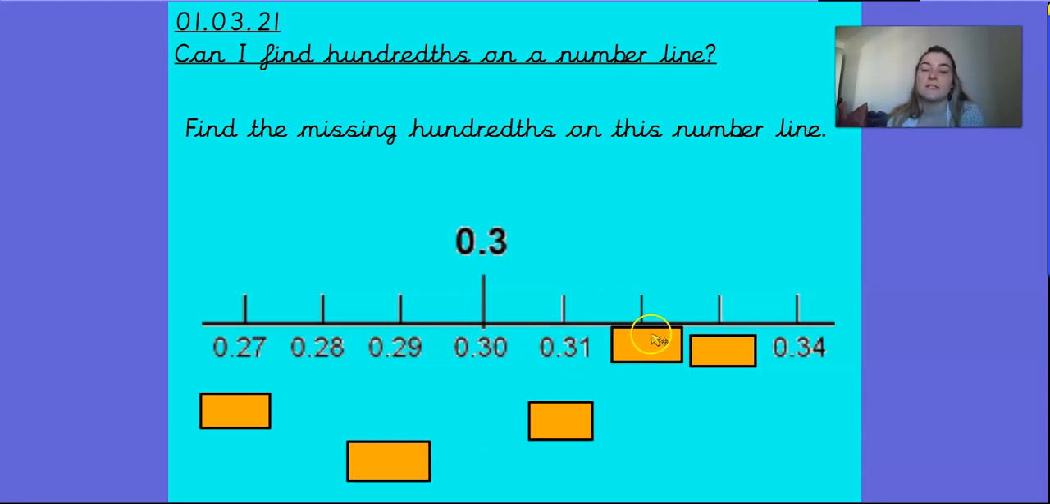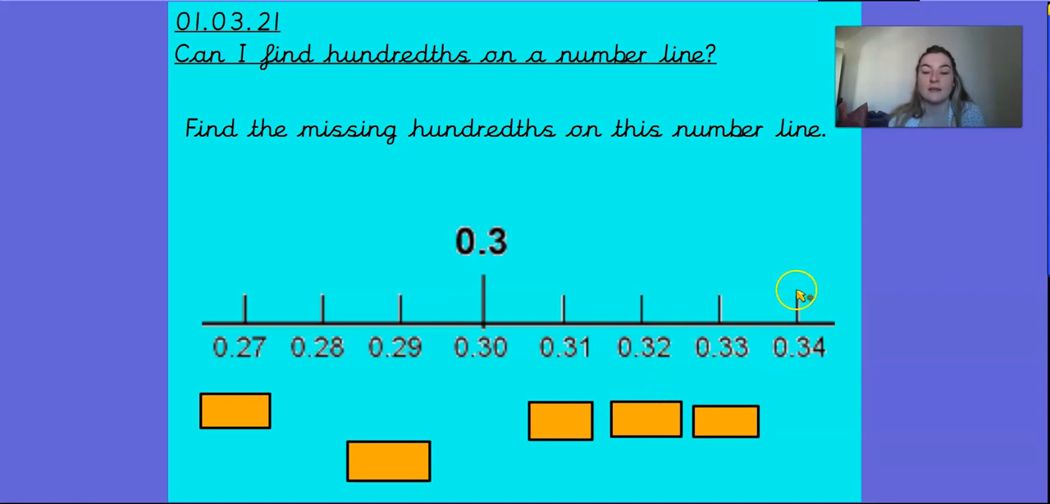And then hopefully you would have written 0.31, 0.32, 0.33, and then lastly we've got 0.34. So well done if you found that one okay.